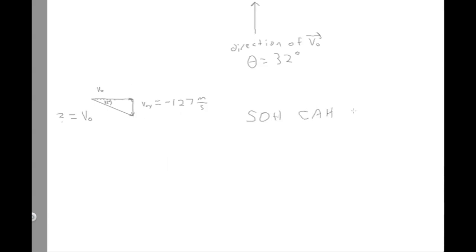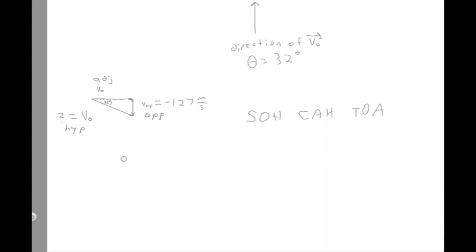So what should we use here? SOHCAHTOA. Well, let's label the sides. This is the hypotenuse because it's opposite the 90 degrees. This leg is adjacent because it's adjacent to the angle that we're focusing on, the 32. And this leg is opposite because it's opposite to the angle that we're focusing on, the 32.